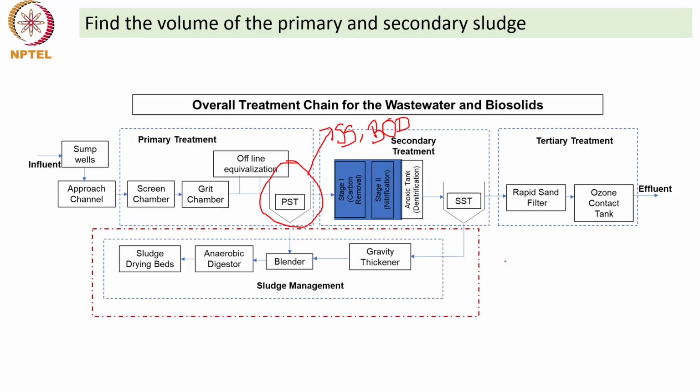So this is also important. In case of the secondary settling tank, sludge will also be produced. The concept is that sludge will be produced from the primary settling tank and sludge will be produced from the secondary settling tank as well.